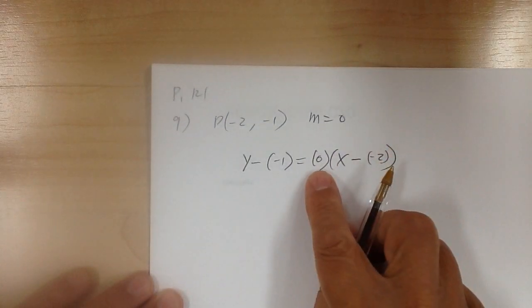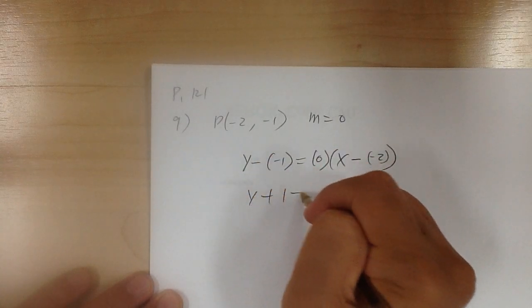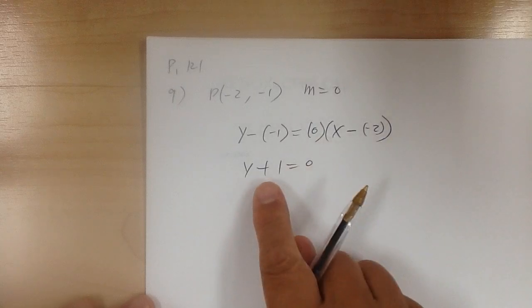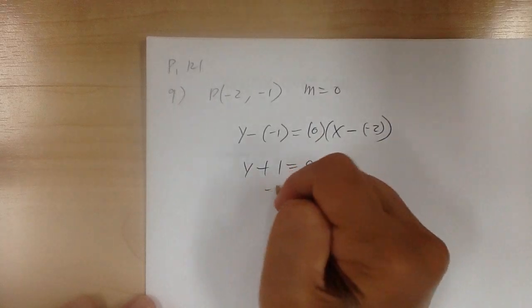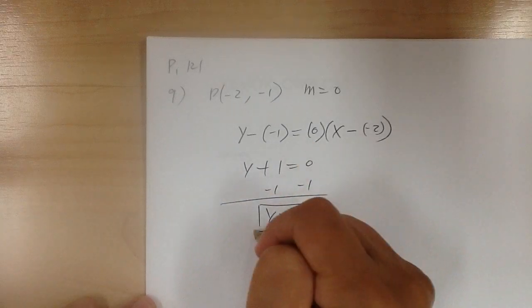Okay, and now 0 times whatever is going to give 0. So you're going to get y plus 1 equal to 0. And to put it in the standard form, you have to move the number over. So -1 on both sides. So you got y equal to -1. Okay.